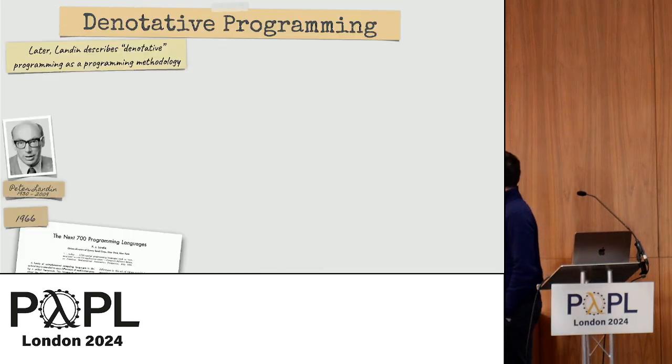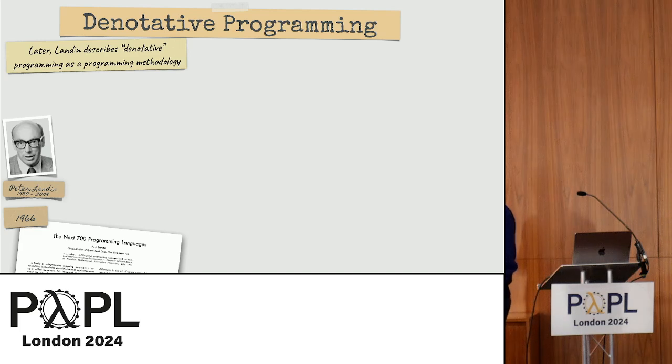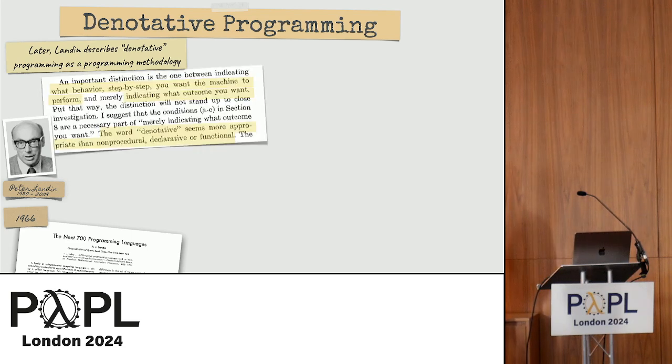A little bit later again, Landin writes in 66 this really famous paper called The Next 700 Programming Languages, and he advocates what we call denotative programming as a methodology. So he's unhappy with this distinction between imperative versus, well, everything else, where everything else is called things like declarative or functional or maybe logical programming. He thinks there should be a word that encapsulates all of the other things that aren't imperative into one place. And for him, he thinks denotative is the right expression to use.